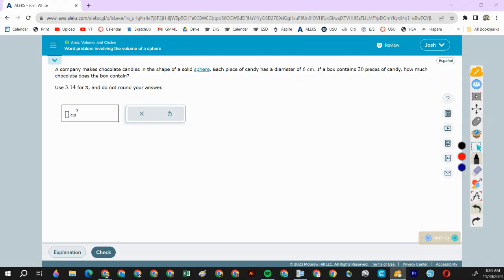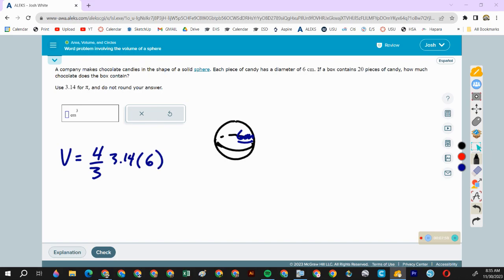A company makes chocolate candies in the shape of a solid sphere. Each piece of candy has a diameter of 6 centimeters. If a box contains 20 pieces of candy, how many chocolates does the box contain? All right, so here's my candy. The radius is 6 centimeters. So the volume of that chocolate is going to be 4/3 times 3.14 times 6 to the third.